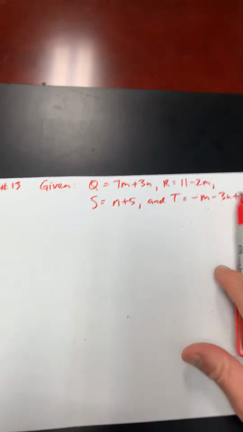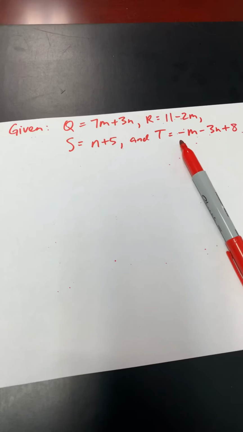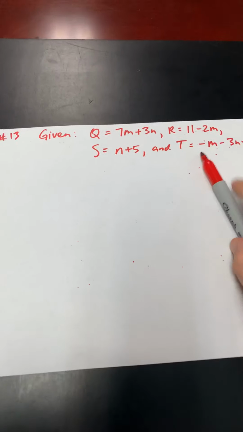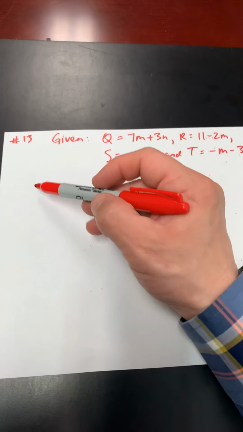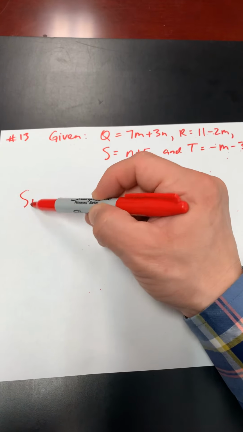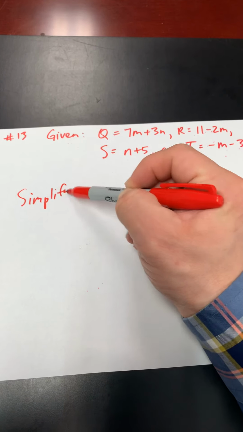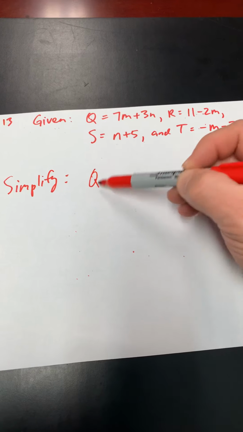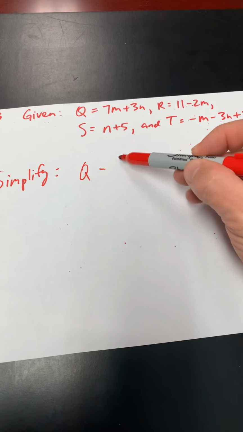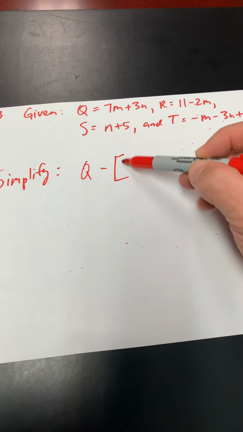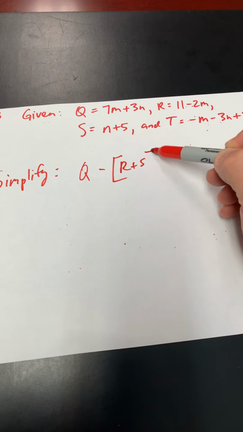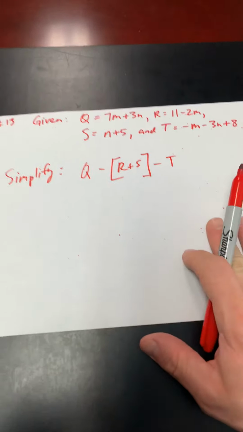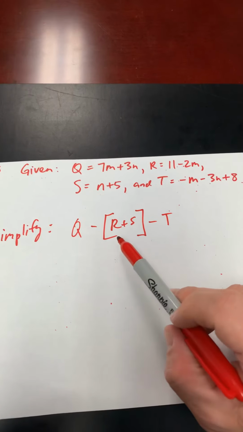All right, so this is number 13, and I forgot to write the rest of the problem. So let me write the rest of the problem. So given all this, and then it says simplify. Simplify, all right, so it's going to be Q minus R plus S minus T.